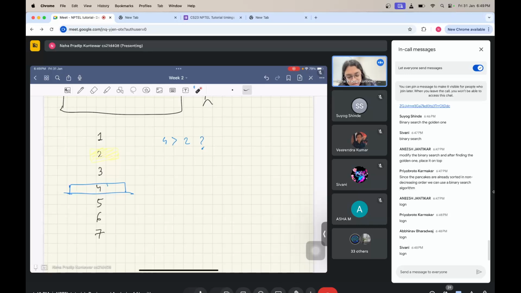So now we have reduced our search space to this part, and we do the same thing again. You ask the middle element, so the middle element here is 2, and you ask whether 2 is smaller, larger, or equal to 2, and it will tell you that it's equal, and then you would have found your golden pancake. So it's the same idea.